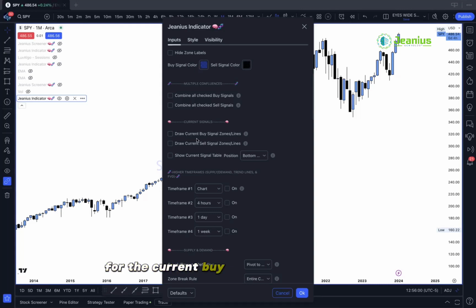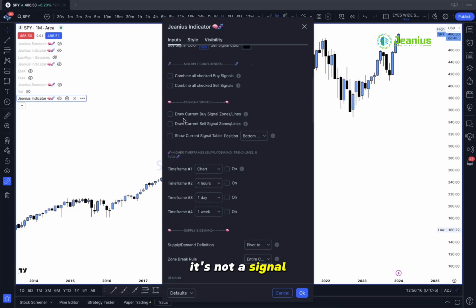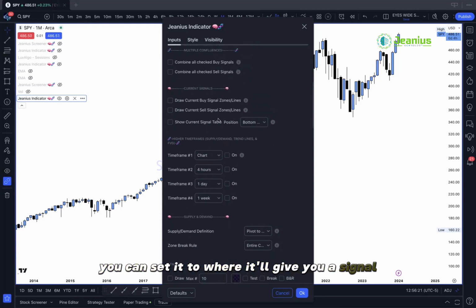For the current buy signals and sell signals drawings, you have the zones and the lines. So this area pretty much applies to any lines or zones that you select to be drawn. Pay attention to the word draw. It's not a signal, it's drawing, because it could give you a signal. You can set it to where it'll give you a signal without having to actually draw that zone.